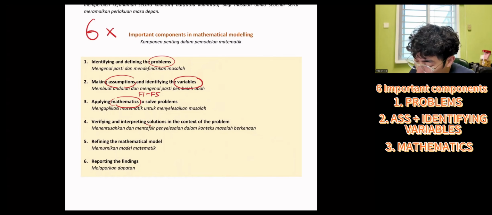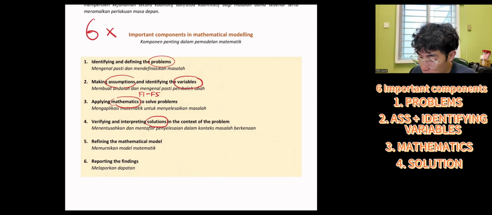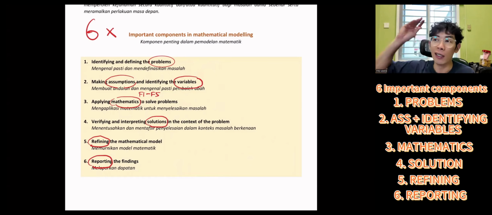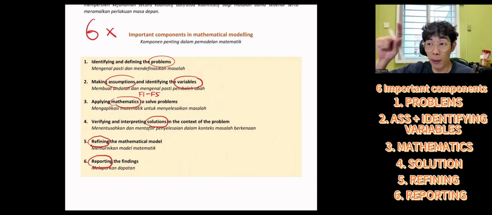And then number 4, it's about solutions. And number 5 is about refining. Number 6 is about reporting. So these are the 6 very important steps in your mathematical modeling. But eventually, when you talk about calculation questions under mathematical modeling, they don't really talk about all these 6 components. These 6 components are separated. In paper 1, it's just a flow. They will ask you about the sequence, everything.